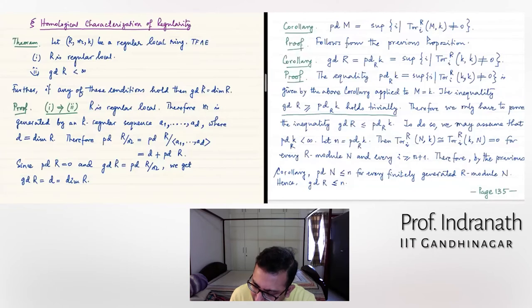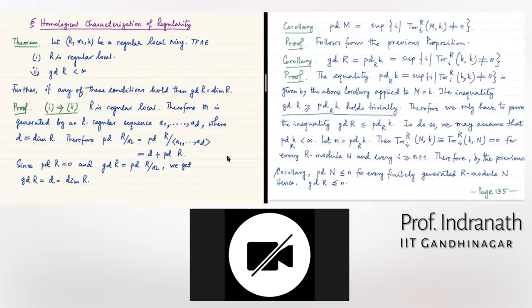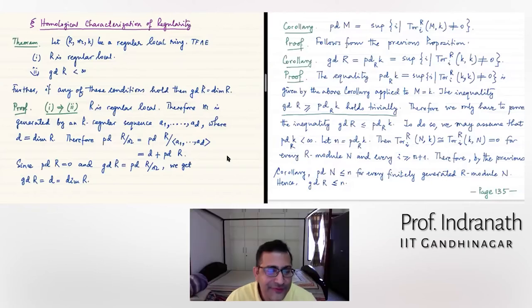By the way, before I go to proving one if and only if two, why is this true? Suppose R is regular local, then why is global dimension equal to dimension of R? Can somebody answer quickly? So global dimension, you can also keep this in mind, is actually given by the projective dimension of R mod M. By Auslander-Buchsbaum. We will see Auslander-Buchsbaum will come in a very big way. We will just touch upon it, because Professor J.K. Verma will be talking about it in greater detail.